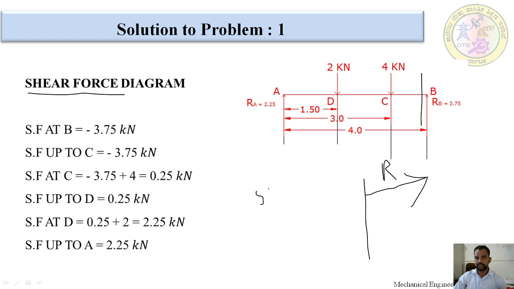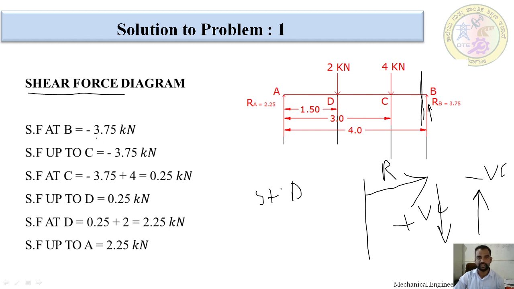In shear force calculation, from right to the section, upward forces are taken as negative and downward forces are taken as positive. This is the sign convention. I am going to take a section here. There is only one upward force, and this would be a negative force as per the sign convention.